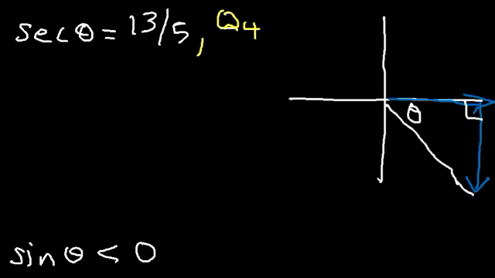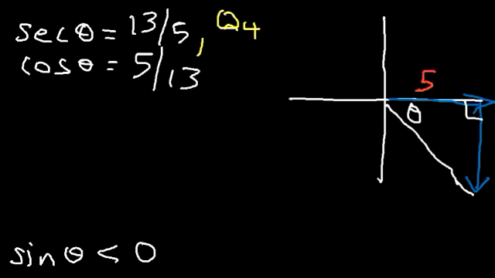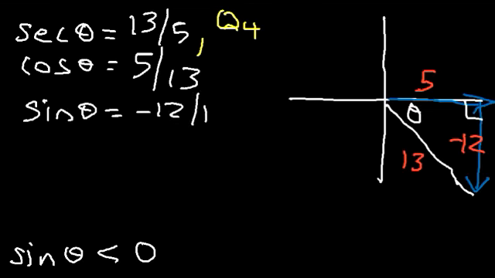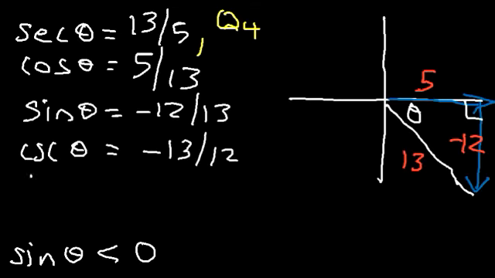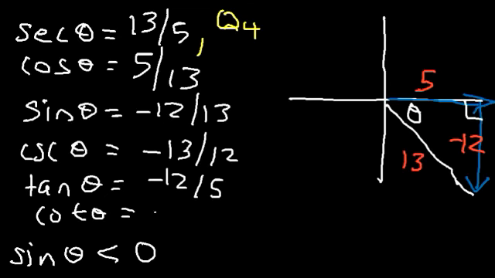Now secant is 13 over 5, which means that cosine is 5 over 13. So the adjacent side is 5, hypotenuse is 13, the missing side must be 12. But notice that y is going down, so it's -12. So now we can find sine theta. That's -12 over 13. And cosecant theta is 1 over sine, so that's going to be -13 over 12. Tangent theta is opposite over adjacent, so that's -12 over 5. And cotan theta is -5 over 12.